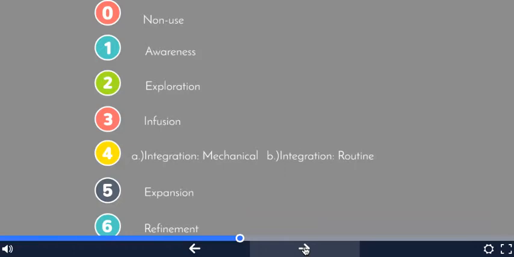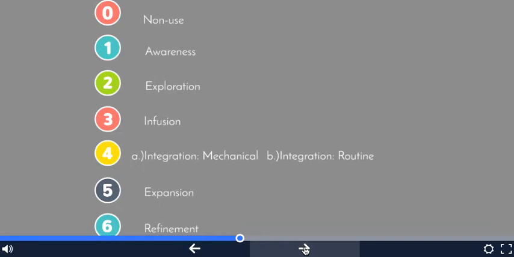Level 2 is exploration. Technology is supplementing traditional teaching methods at this point. Infusion, Level 3. Technology is being used to enhance higher levels of cognitive processing, such as using databases, spreadsheets, etc. Level 4A. Teachers are readily using prepackaged materials from outside sources, such as professional development resources. An emphasis is placed on student action and higher levels of cognitive processing. Level 4B is very similar to 4A, except teachers may design their own materials.